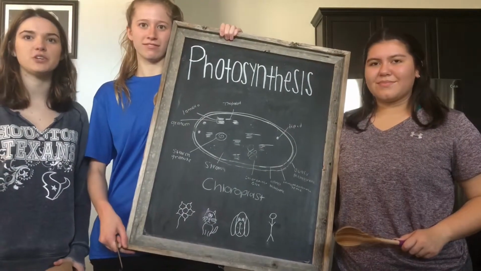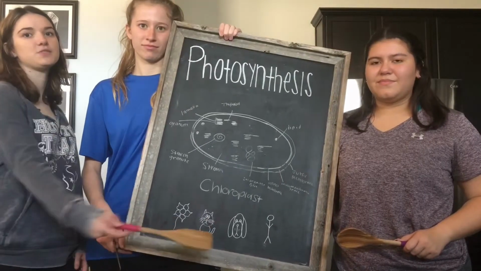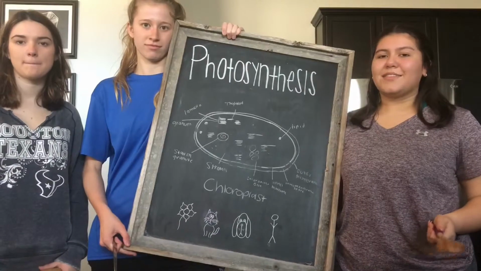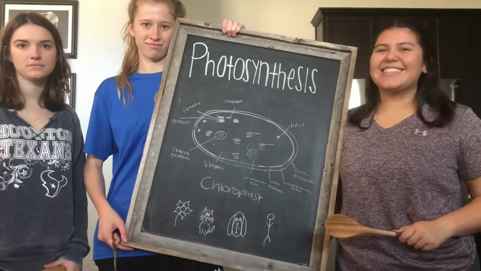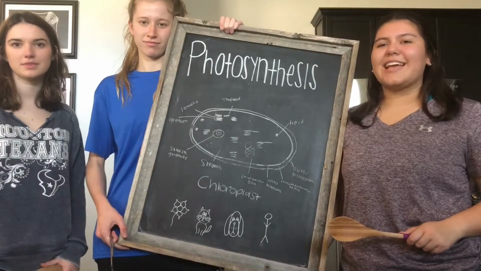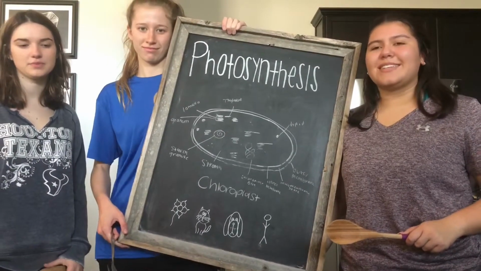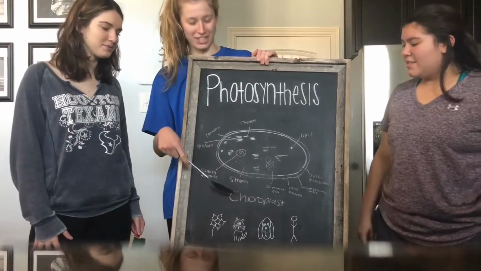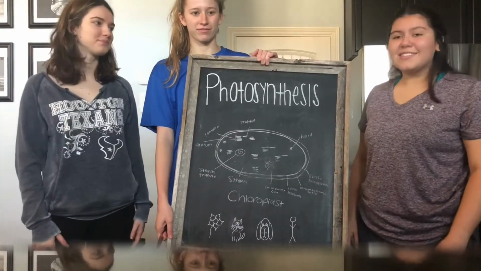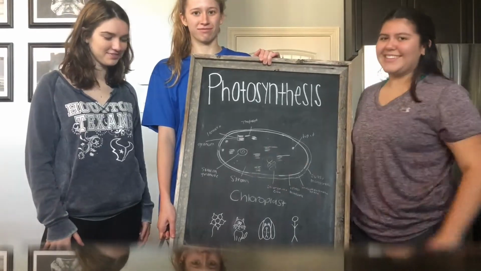Photosynthesis is the process by which green plants and some other organisms use sunlight to make food from CO2 and water. The formula for photosynthesis is 6CO2 plus 6H2O equals C6H12O6 plus 6O2. Photosynthesis occurs in the chloroplast. Light reactions occur in the thylakoid, and the Calvin cycle occurs in the stroma.